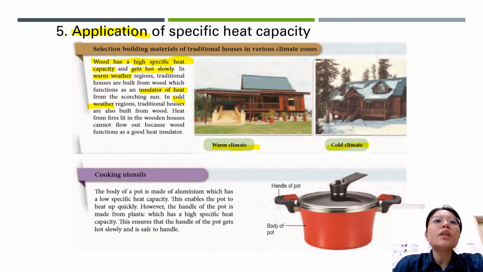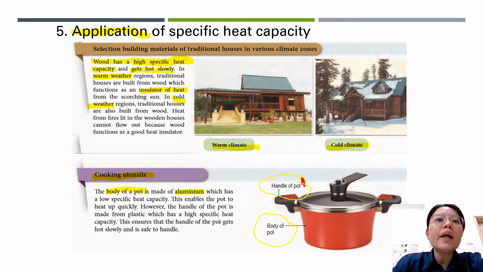Second application will be in our cooking utensil. So have a look here. We have a handle of the pot and also body of the pot. Okay. So body of the cooking utensil must be made up of aluminium.